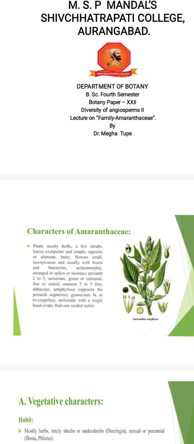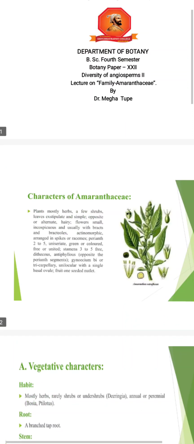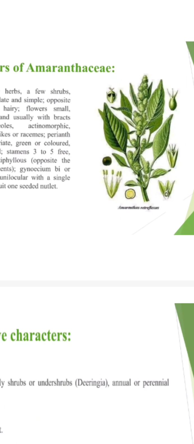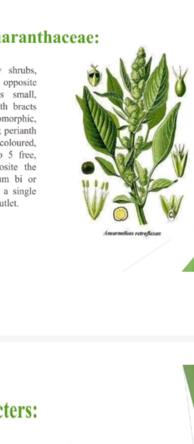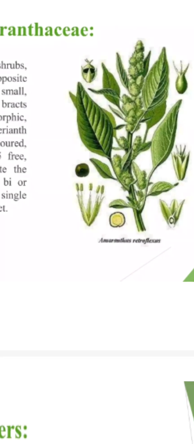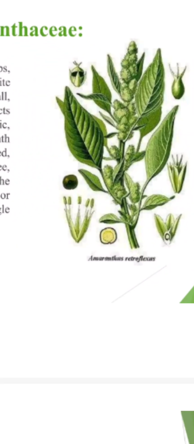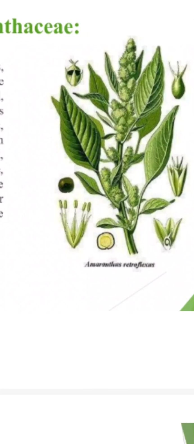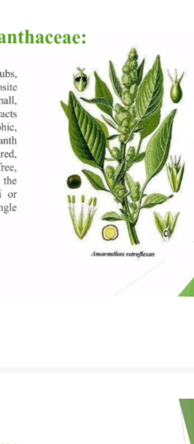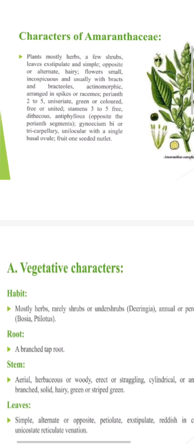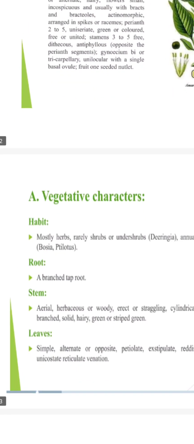So these are the common characters of family Amaranthaceae. You can see the diagram in this slide, how the fruits are arranged, or you can see the inflorescence actually. Spike-like inflorescence is there, and plants are mostly herbaceous. So first of all, we will see the vegetative characters of the family Amaranthaceae.